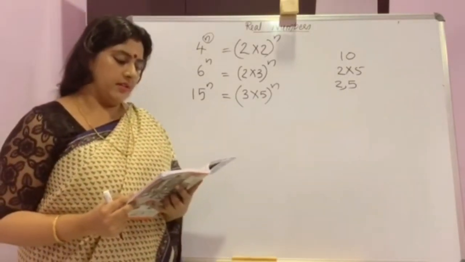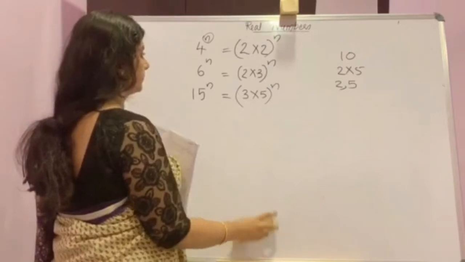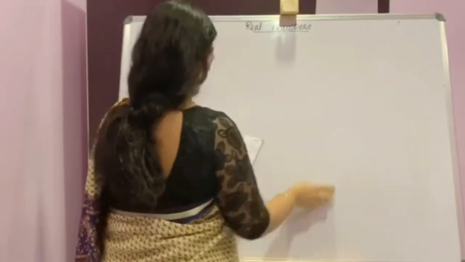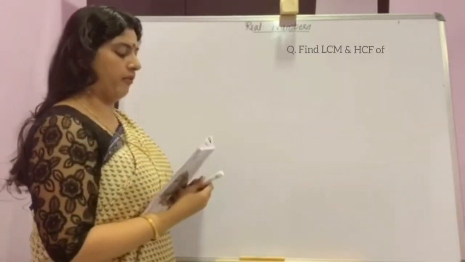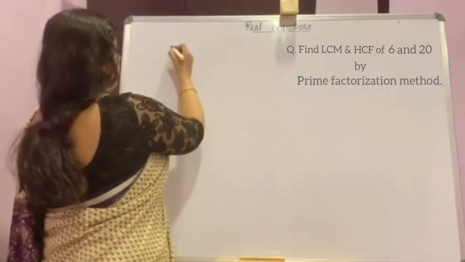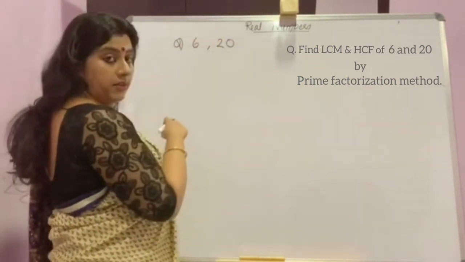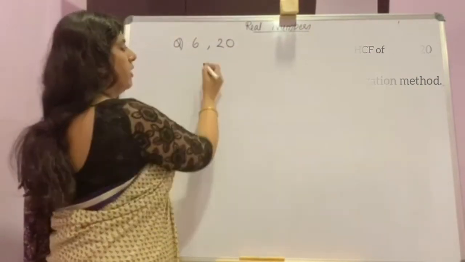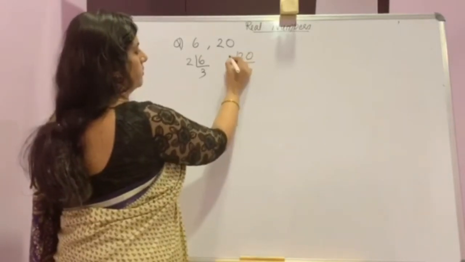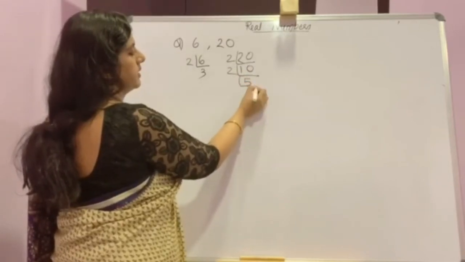Next is to find LCM and HCF. Find LCM and HCF of 6 and 20 by prime factorization method. The question is 6 and 20. First we have to find the prime factors of 6 and 20. 10 2s are 20. Now 5 2s are 10.